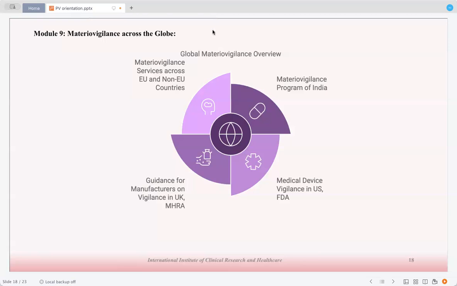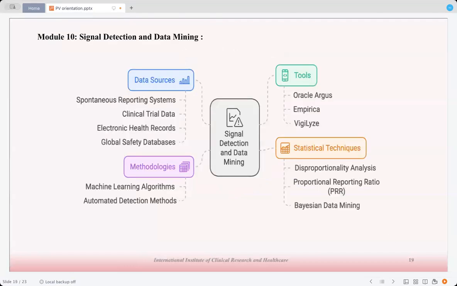Next is the Materiovigilance Program of India. The MvPI, the Materiovigilance Program of India, focuses on monitoring and reporting adverse events related to medical devices, ensuring safety and quality, and identifying the risk and promoting corrective actions across the healthcare system.